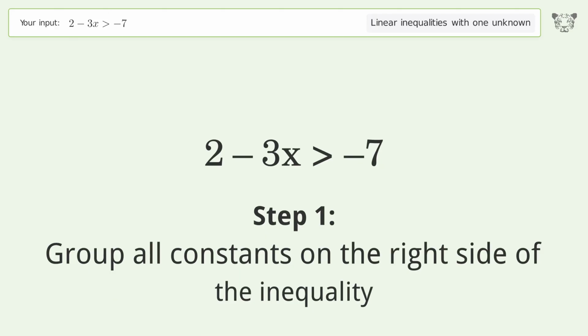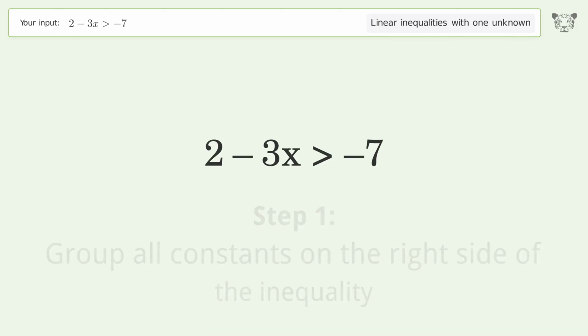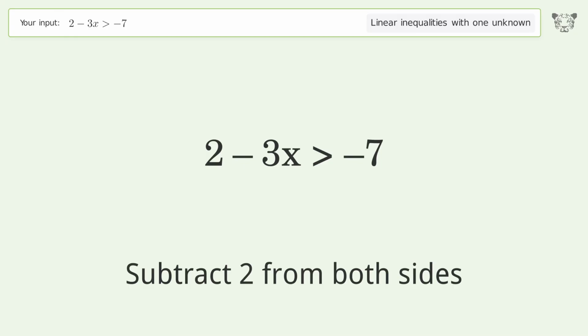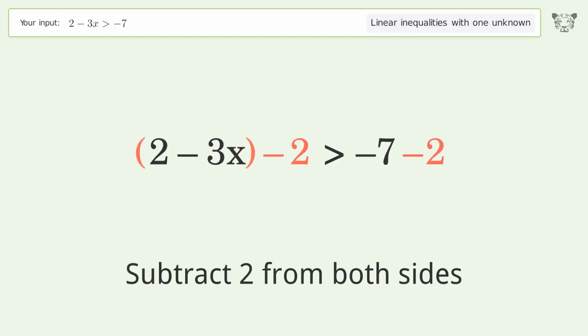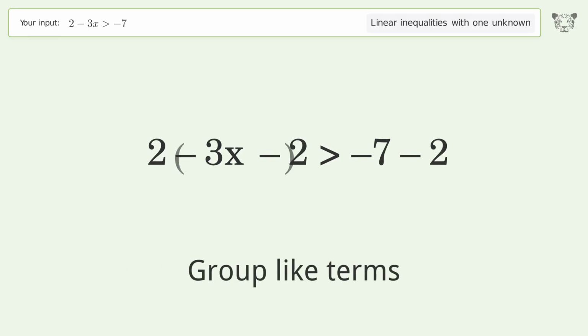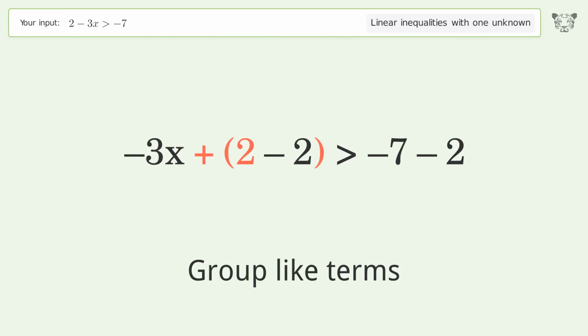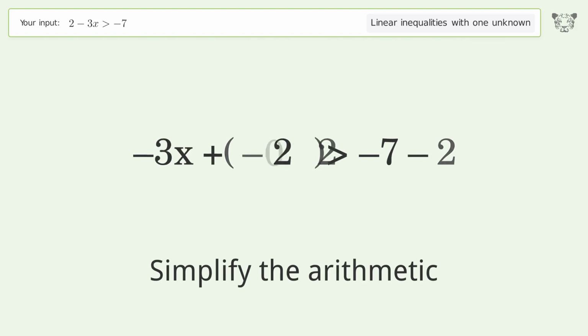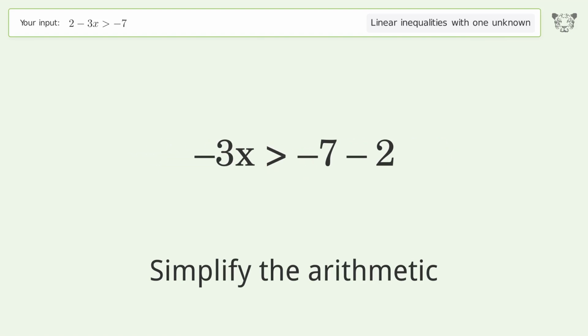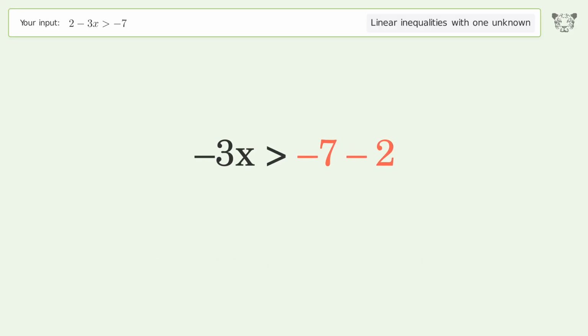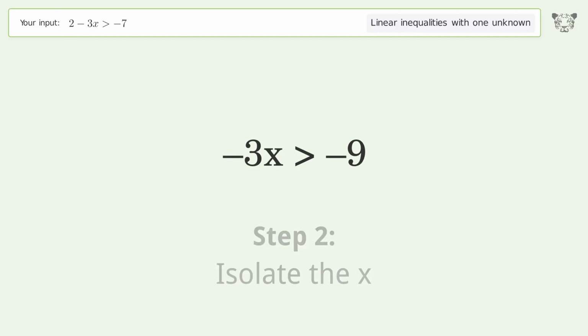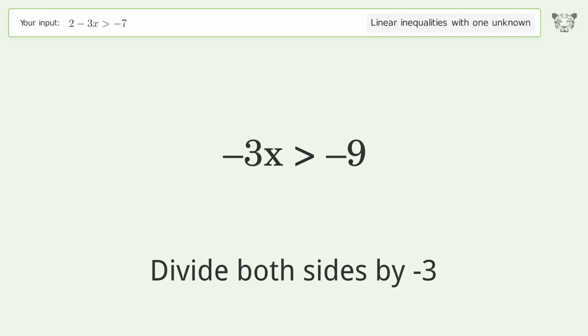Group all constants on the right side of the inequality. Subtract 2 from both sides. Group like terms. Simplify the arithmetic. Isolate the x. Divide both sides by -3.